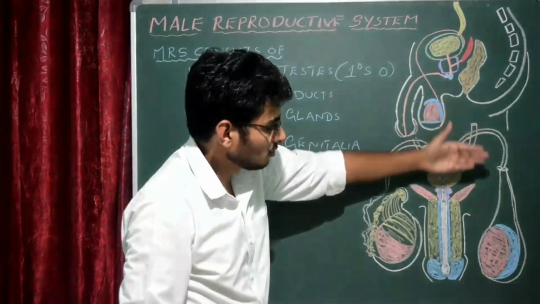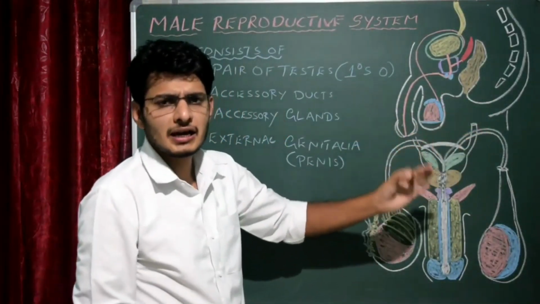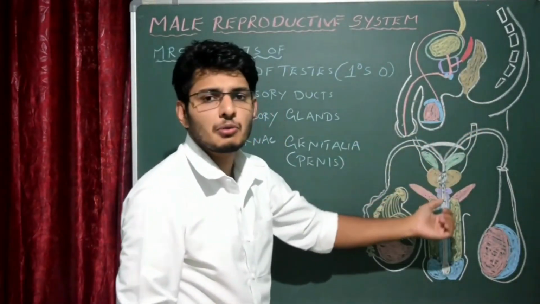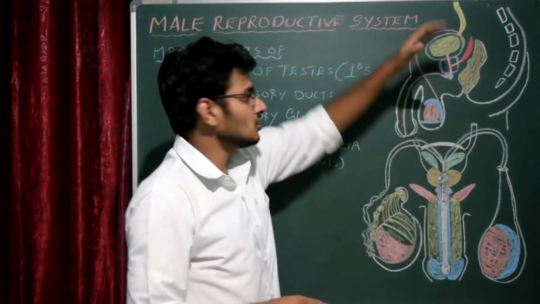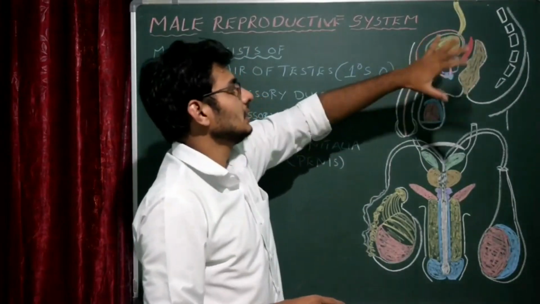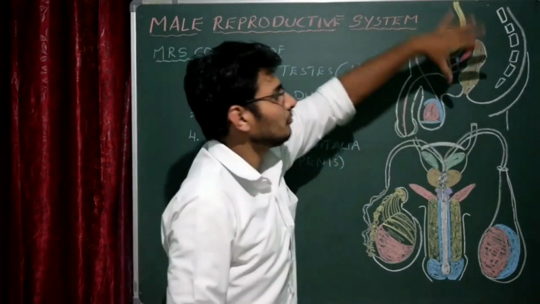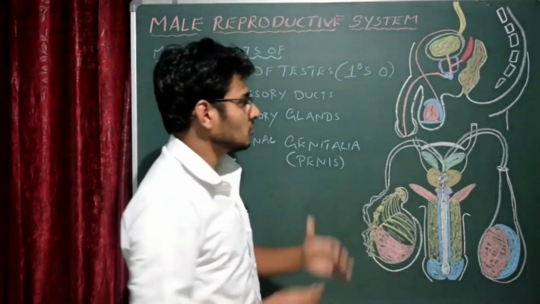You will get the question like this. Draw a neat labelled diagram of TS of male reproductive system in humans. This is the diagram you have to draw, not this one. This is only for your understanding how exactly the male reproductive system is present. Okay, so that's all about it.